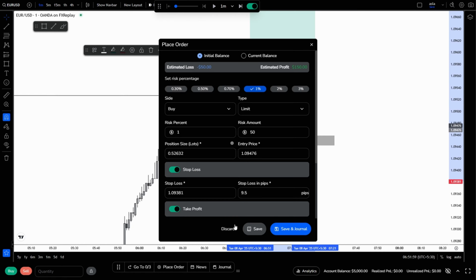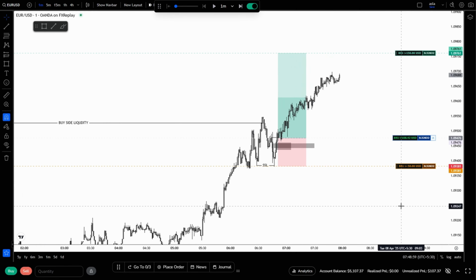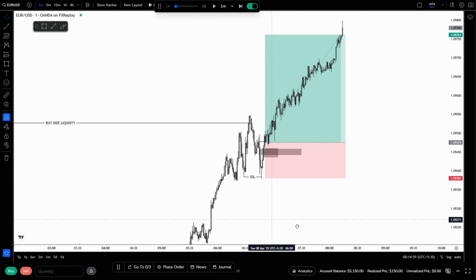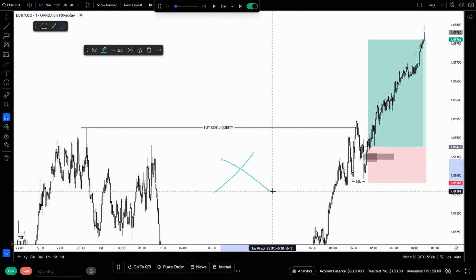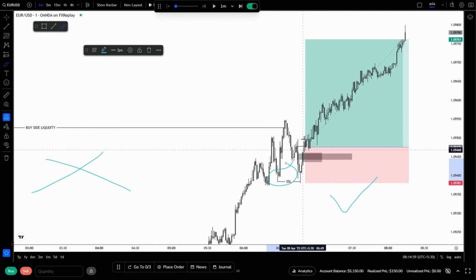In this example, the target was set at 1 to 3 risk to reward, and as you can see, price moves cleanly in our favor. This example clearly shows why you should never assume direction based only on a liquidity sweep. Let price confirm its intention through structure and reaction, and then align yourself with what the market is actually doing.